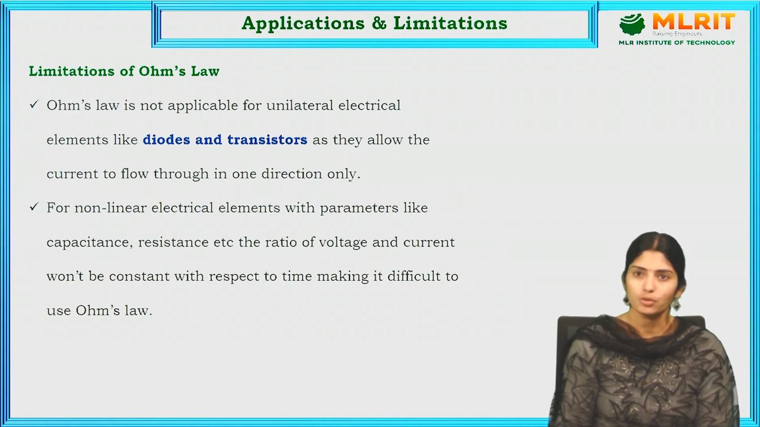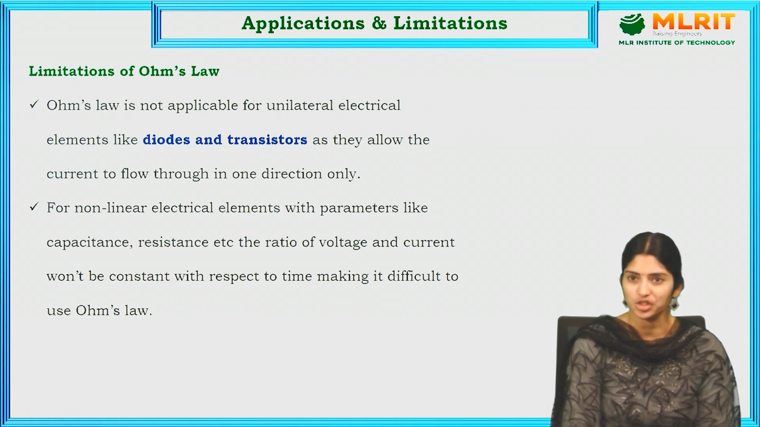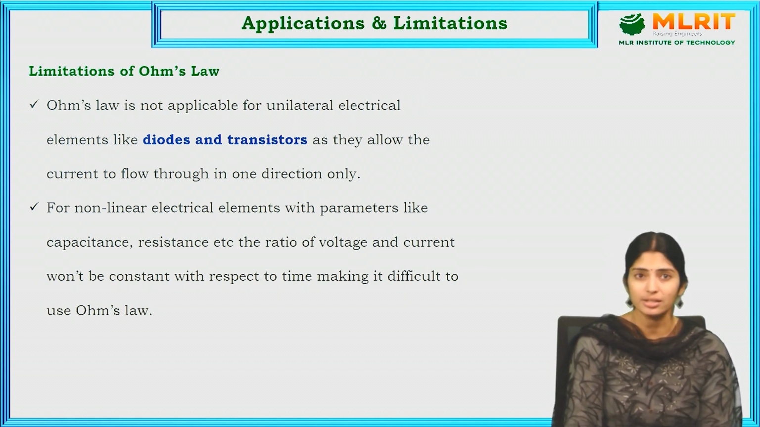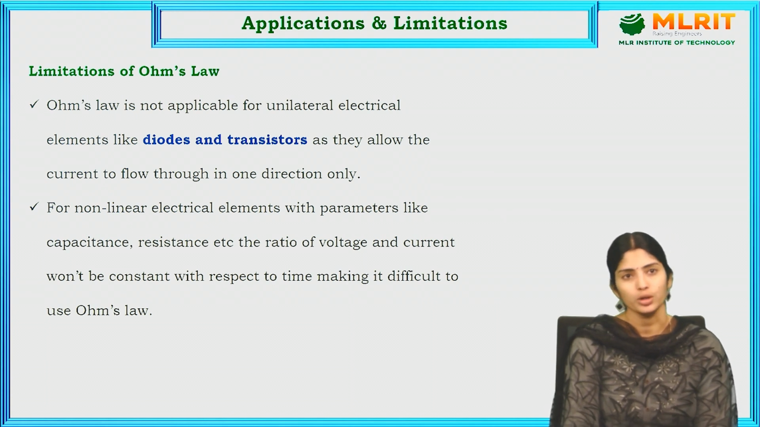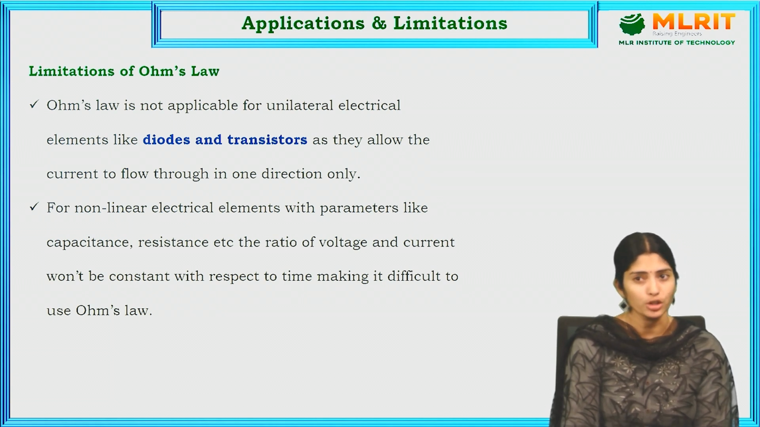Coming to the limitations of Ohm's law, as I had told you in the statement, it works only under constant temperature. At constant temperature only, Ohm's law will be considered. Ohm's law is not applicable for unilateral elements like diodes and transistors. In unilateral elements, the current will flow only in one direction, so in such cases Ohm's law will not be useful. For nonlinear electrical elements, the ratio of the voltage and current won't be constant, so in such cases also Ohm's law is not applicable. These are the main limitations of Ohm's law.